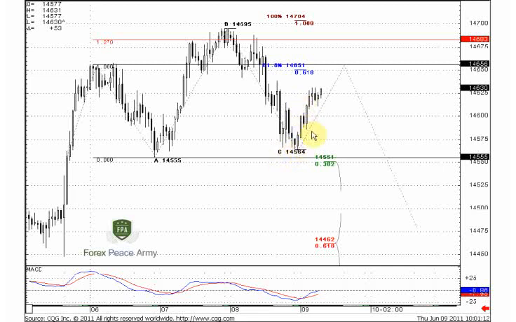Well, this level is also confirmed by this ABC bottom pattern. This is the 618 extension at 146.51. It stands precisely at the highs of the previous shoulder, the left shoulder. That gives us some confidence that probably this pattern could work.